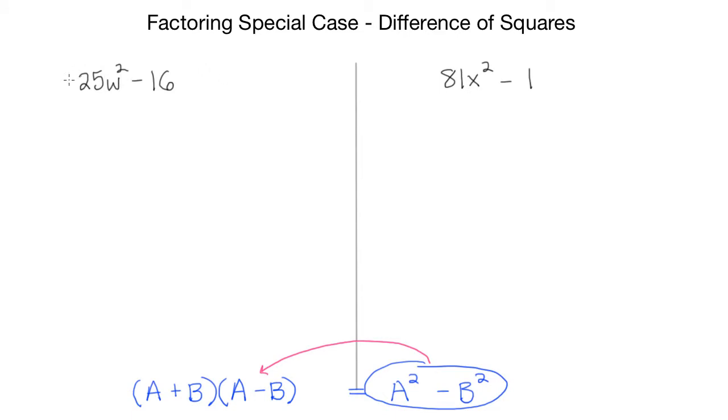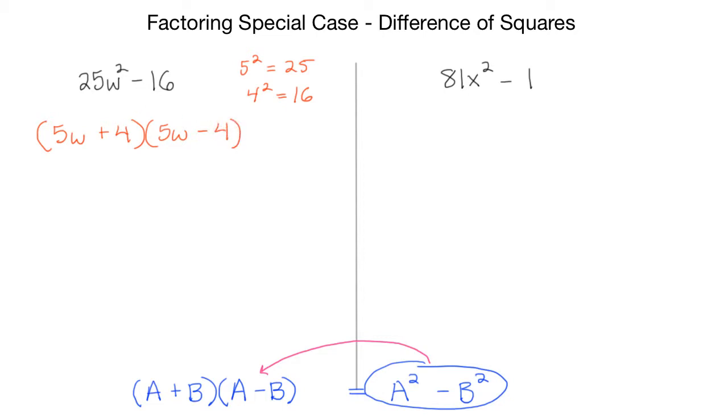So here we go. 25w squared minus 16, is that a case of something squared minus something squared? Well, yes it is. 5 squared is 25, and 4 squared is 16. So I have the difference of two squares, w squared as well. So I can rewrite this as 5w plus 4 times 5w minus 4.